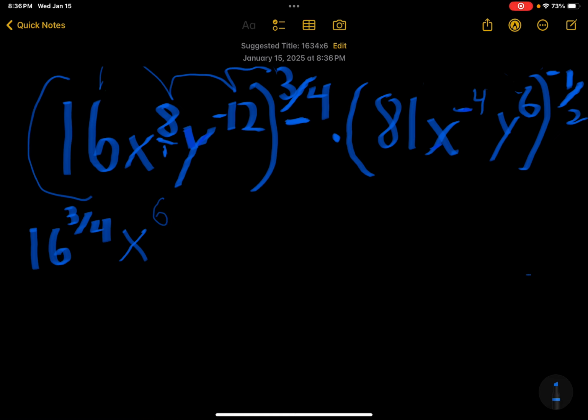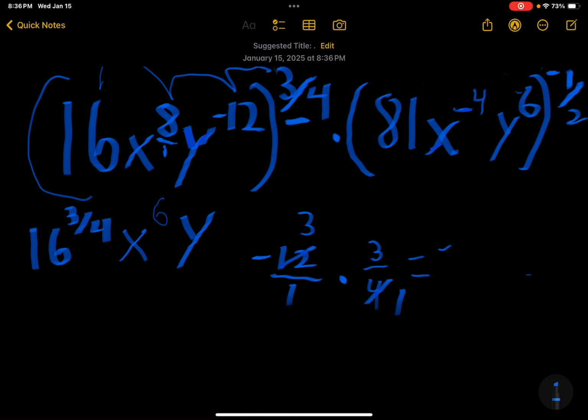We got y. Got y to the power of negative 12 times 3 over 4. So we got negative 12. I'm just going to put it over 1 just to make it easier. Times 3 over 4. What I do is divide by 4, that's 1. Divide by 4, that's 3. It ends up equaling negative 9.